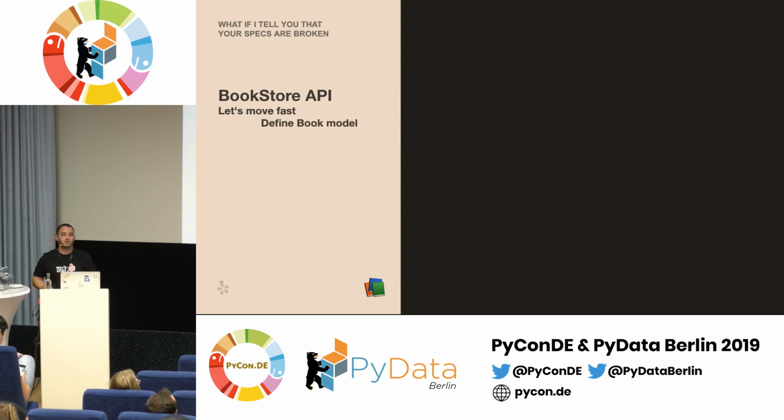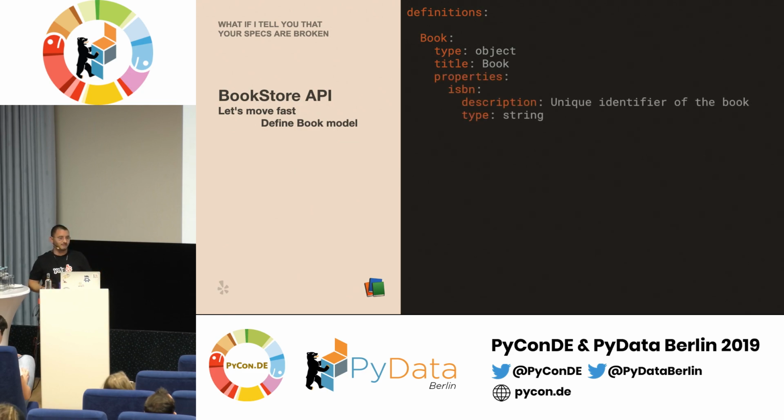But what about the book model? We'll get started by putting the model in the definitions area. We said that it's named Book, and that's all good. But at this point, the book is actually a model. It has attributes. So we will start by saying that, first of all, it is an object. And then we will start to define the attributes.